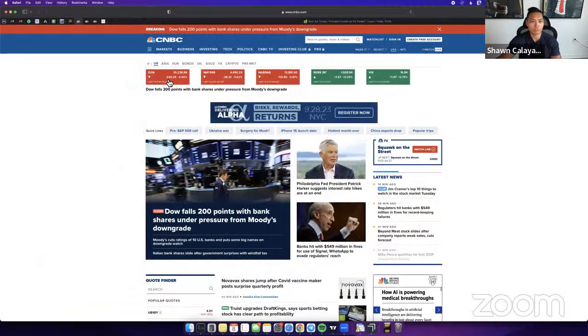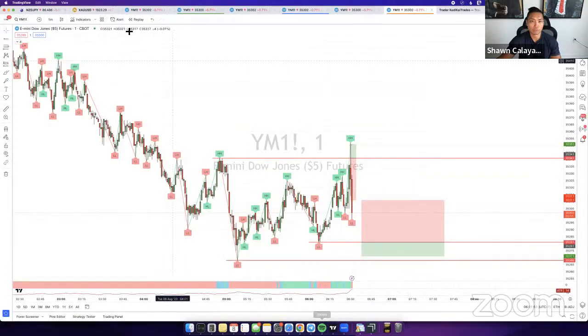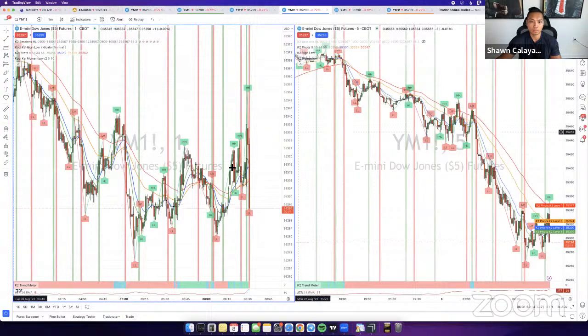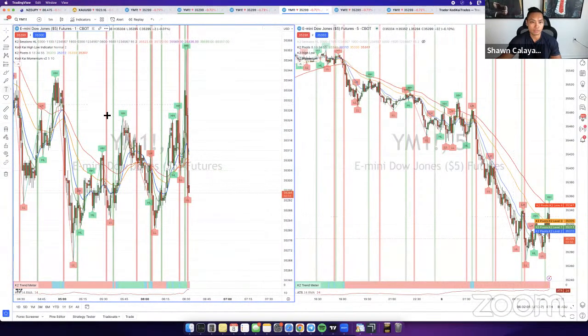You can see over here, the fundamentals are currently down 200 points. Retail sentiment's currently 74% short, so it's bullish right here. And the trend is currently bearish neutral. So not really too much of a direction here. It looks like the lower level is probably going to get hit too, but we'll see what happens in the next couple moments or so.